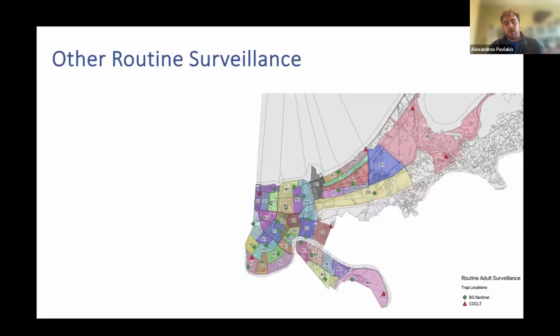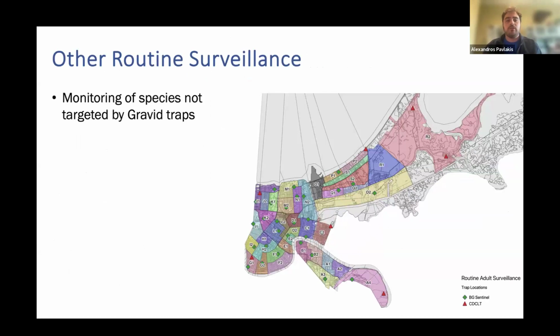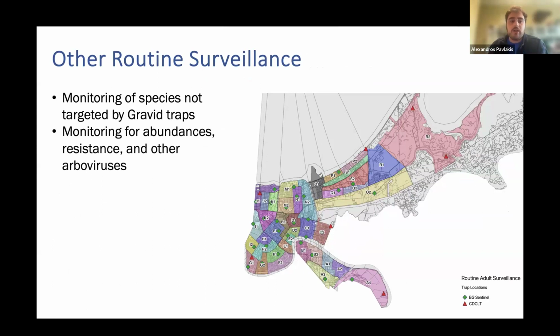So not only do we do surveillance for arboviruses, but we also run these other routine surveillance programs, just because we want to understand these other species that are not targeted by our gravid traps. So we can use this to monitor for abundances of other mosquitoes, collect those mosquitoes to do resistance testing, and also look for other arboviruses that are not primarily spread by Culex mosquitoes.